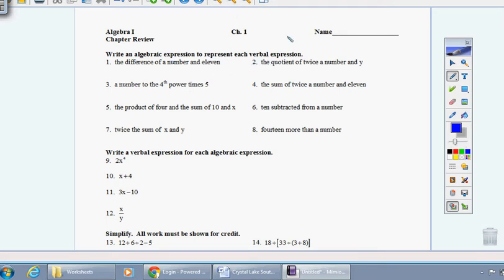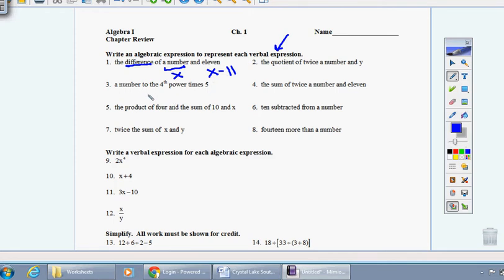Now remember, verbal expressions are what's written here in numbers 1 through 8. An algebraic expression is going to contain a variable. So when it says the difference of a number and 11, well, that difference tells us we're going to use subtraction. And remember, anytime you see the word a number written, you can automatically replace that with a variable. So in this case, we'll call it x. So really, this reads the difference of x and 11. Well, remember, difference is subtraction. So if I'm taking the difference of x and 11, it's going to be x minus 11.